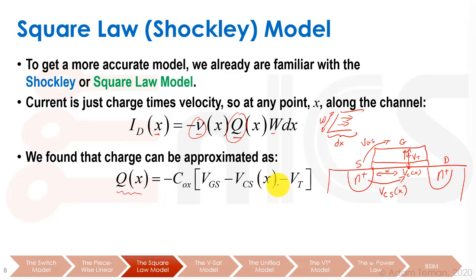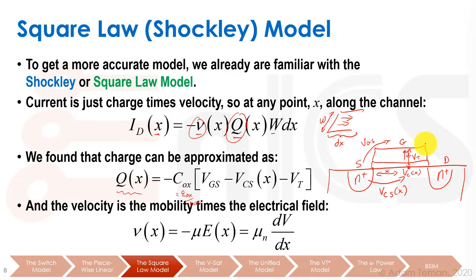And we know that the charge is just C times V, the capacitance times the voltage, and the capacitance is C ox, which we remember is epsilon ox over T ox, which is the capacitance of the gate. And we can also look at the ni over here, which is the velocity, or the speed of the electrons. So the velocity is just the mobility of the electrons times the electric field at that point. And the electric field at any certain point is the change in voltage over that length, so it's dV over dx. So we can say it's the mobility of electrons times the derivative of the voltage at that point.